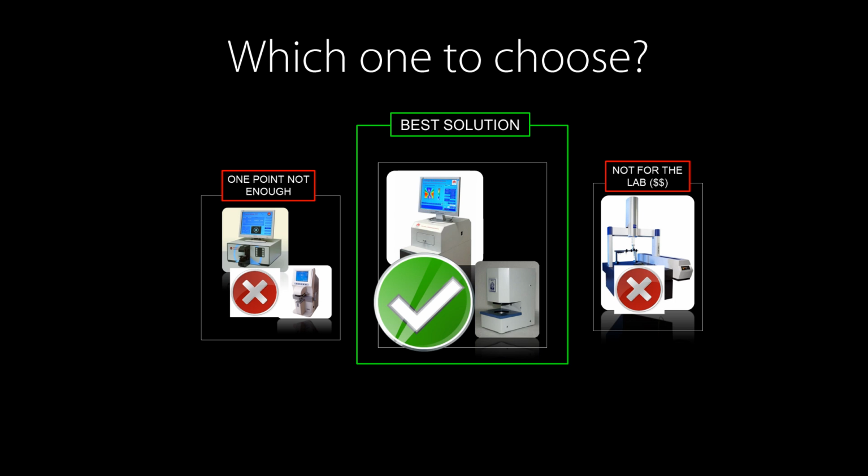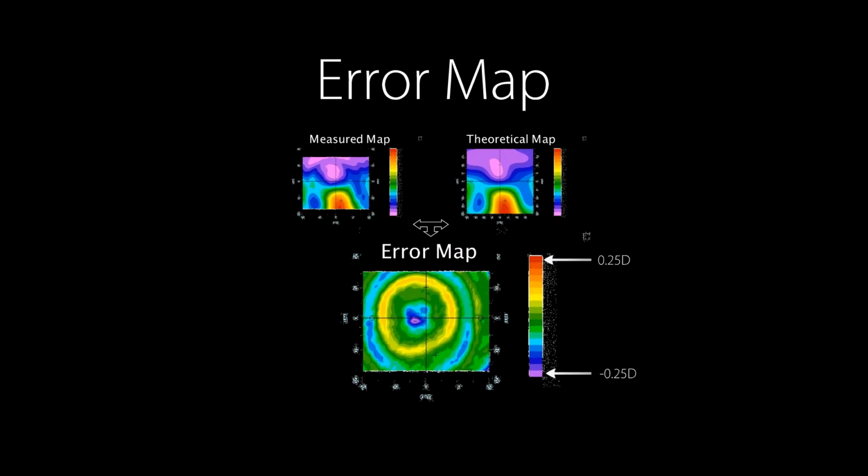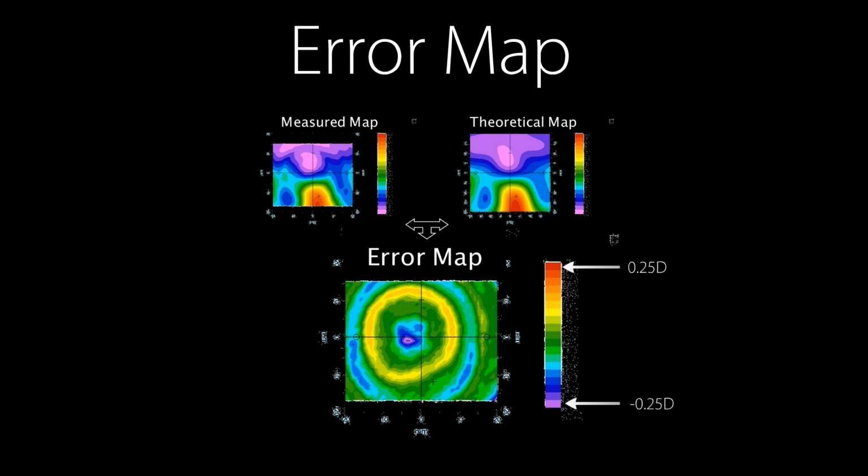Note, however, there are 2 generations of mappers. A first generation using a single mapping technology, and a second generation using a dual mapping technology. And we have seen how the dual mapping performs better thanks to its higher accuracy and better resolution. So these mappers provide maps, and basically there are 3 types of maps. A measured map, which is the power of the manufactured lens, a theoretical map, which is the power of the targets, and an error map, which is the difference between the two.